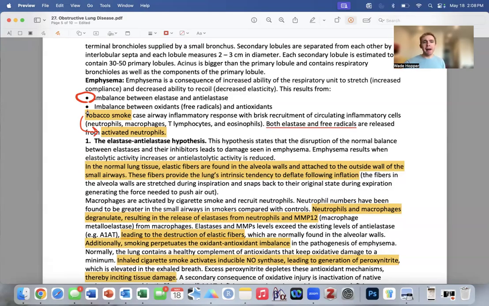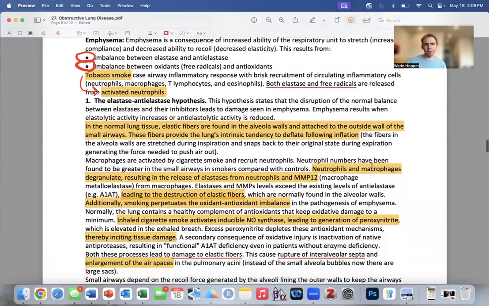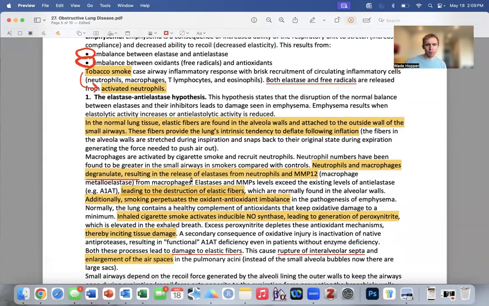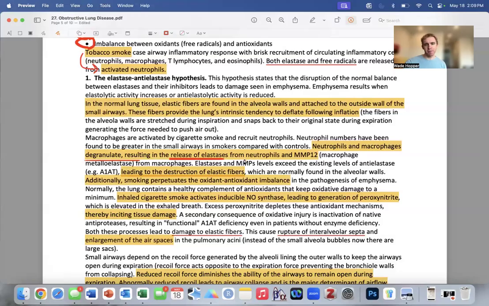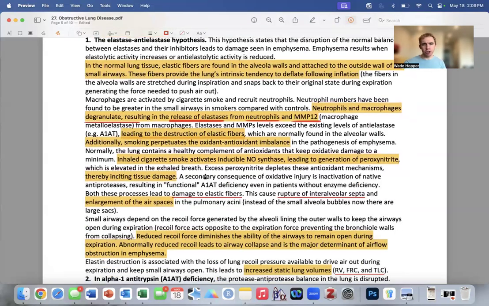Number two, imbalance between free radicals and antioxidants. Smoking depletes antioxidants. Tobacco smoke activates neutrophils. Neutrophils degranulate, resulting in the release of elastases from neutrophils and matrix metalloproteinase from macrophages. Anytime you see a matrix metalloproteinase, you know it's involved in connective tissue remodeling. And these factors lead to destruction of elastic fibers normally found in the alveolar walls.